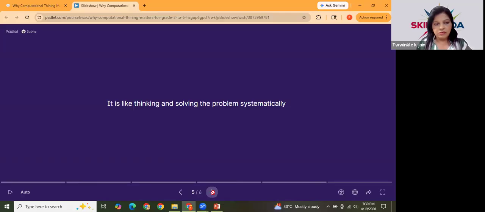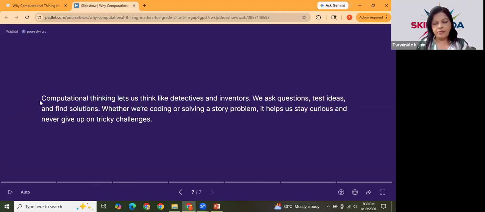Yeah, I'm getting responses. Computational thinking: let us think like detectives and inventors. We ask questions, test ideas, and find solutions. It's a ChatGPT answer. I know it already because I too tried.